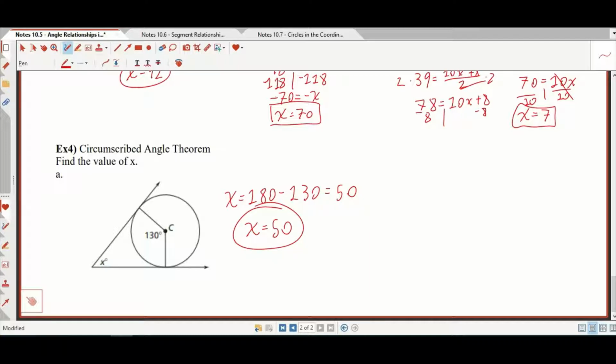And there you have it, folks. Angle relationships in circles. I hope that made sense to you.